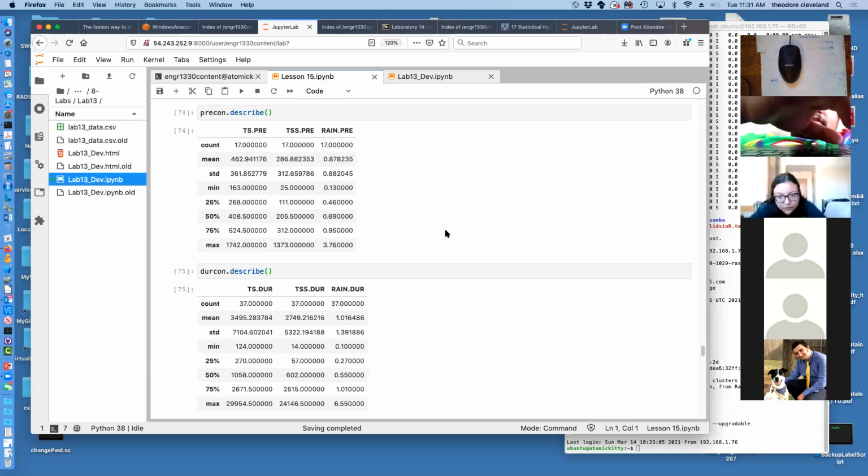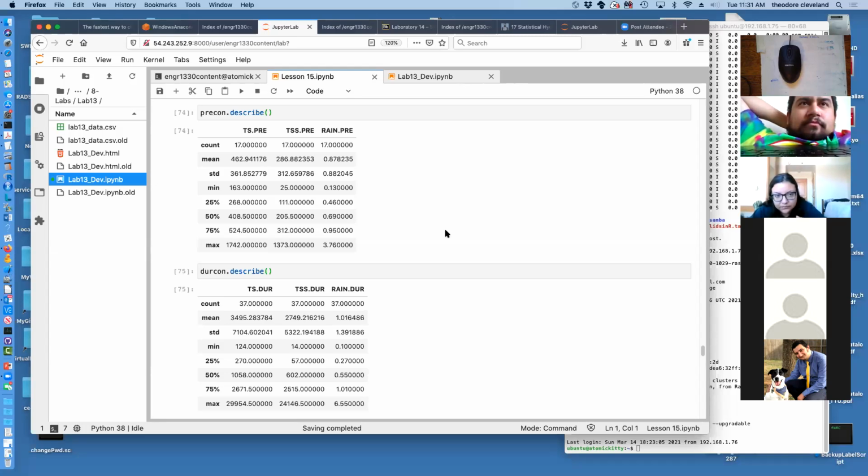Could you repeat the question? Kind of cut out on me. Pre-construction, during construction. What about the rainfall? Last column. It was smaller.